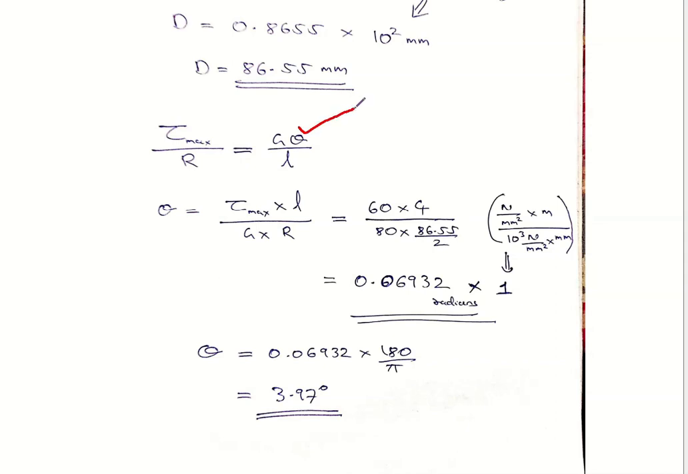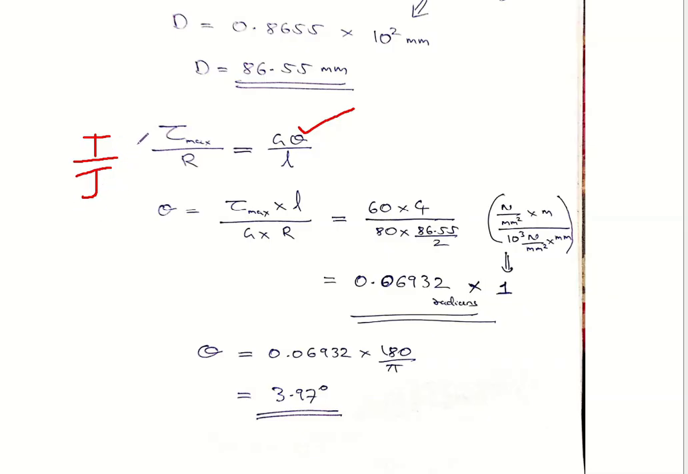We are asked to find theta. Now I have taken tau max by r here. I could have also taken T by J, because we now know the T and J. J can be calculated because D is here. We know D, so J can be calculated.